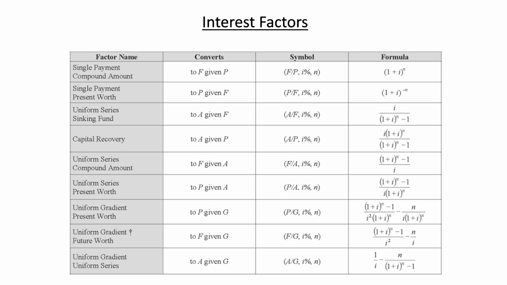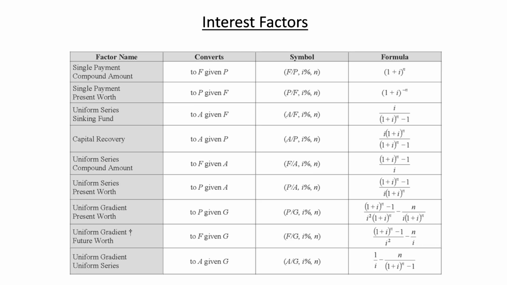And so the way to turn this into a formula, the first row, f divided by p, is 1 plus I to the power of n. So in other words, f equals p times 1 plus I to the n power. So that is the single payment compound amount row.